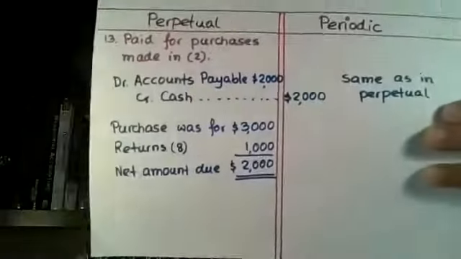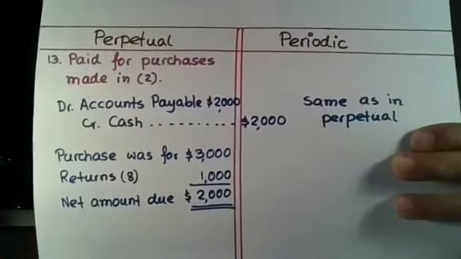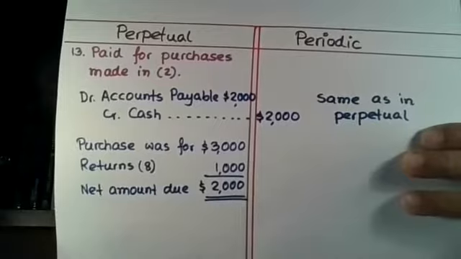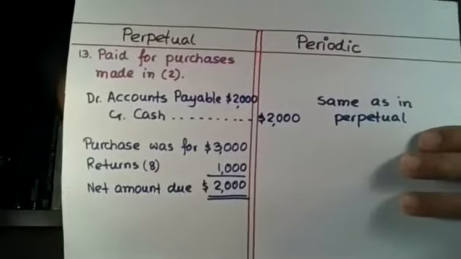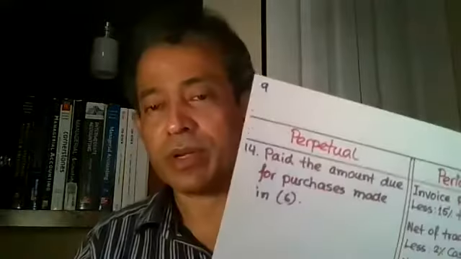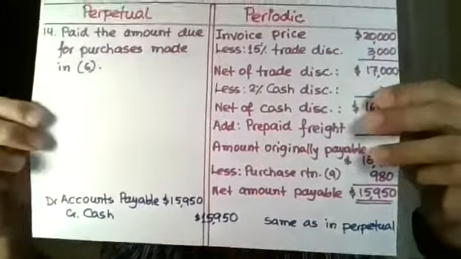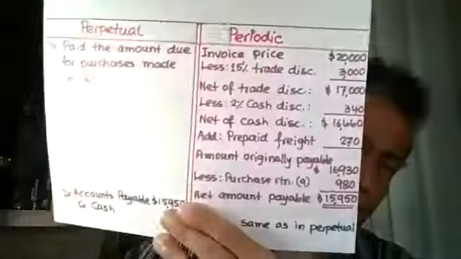Remember, the original purchase was a $3,000 one, minus the return. There's no discount in number 2. All right. So debit accounts payable, credit cash. I've shown that working here, how we get to $2,000. Now make the payment for the purchase you made in number 6, which was also a credit purchase, but which had trade discount, cash discount and returns. So the calculations are very important here.